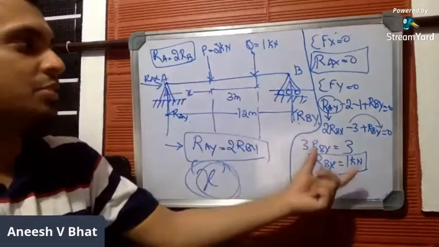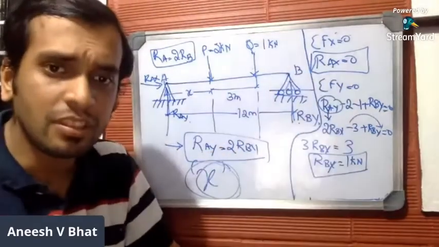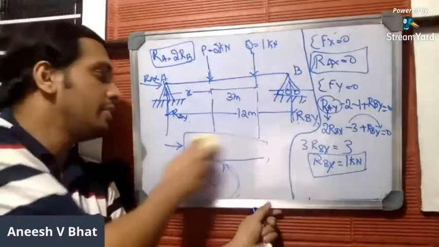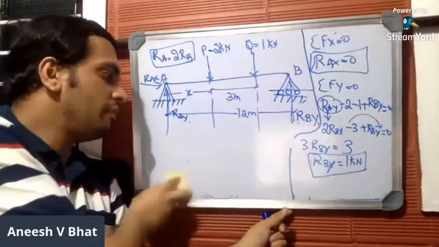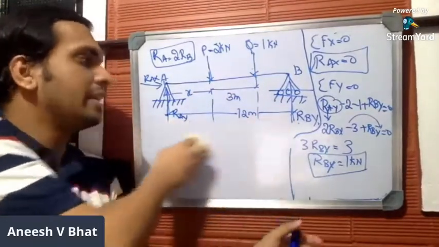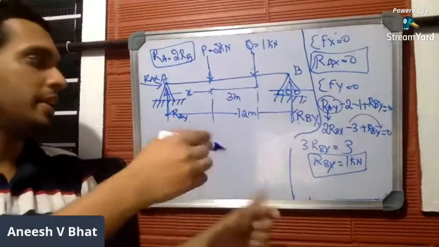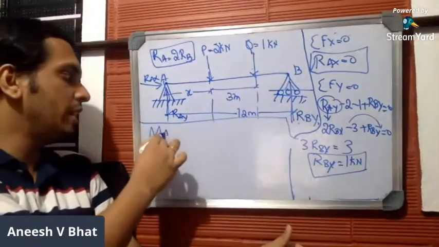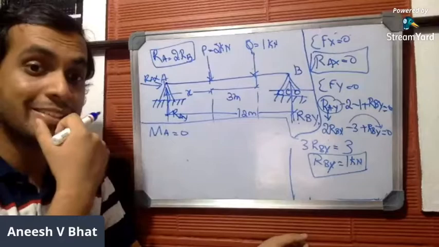You got Rax, you got Rby. Now it's time to find the value of x. The value of x can be found by applying the third condition of equilibrium, which is moment about A is equal to 0.